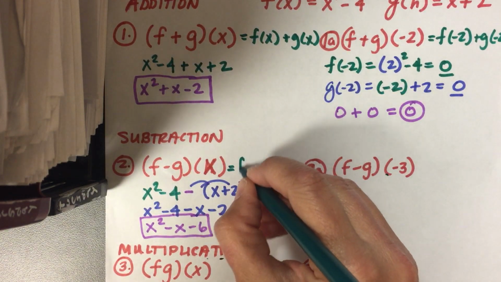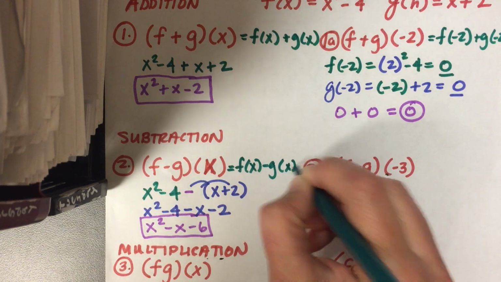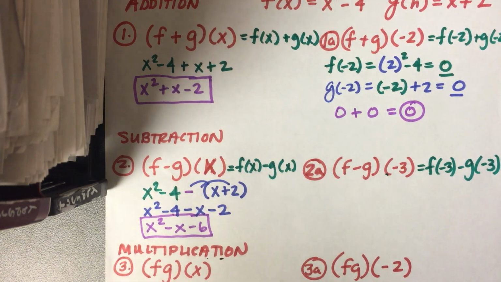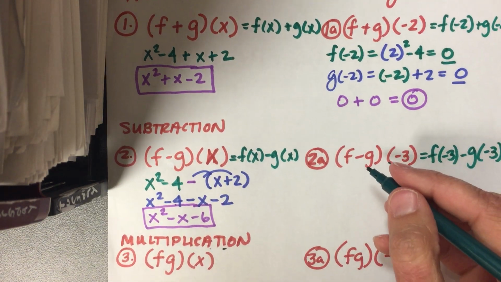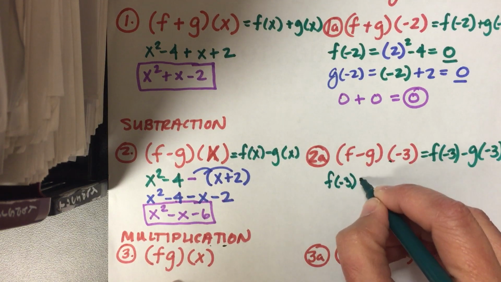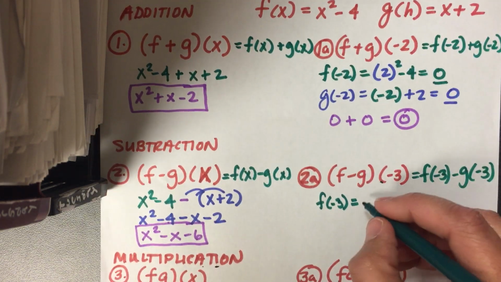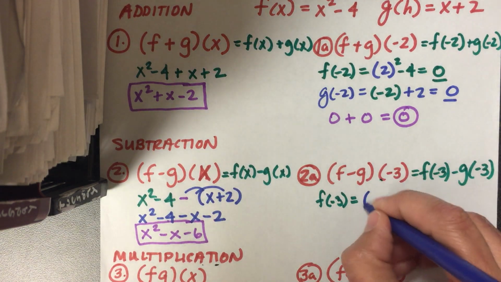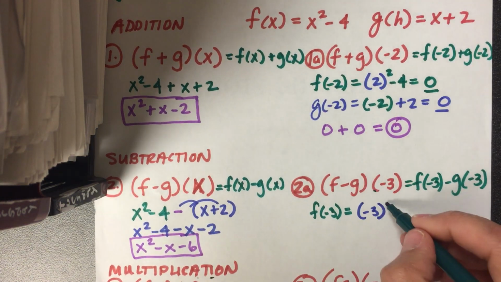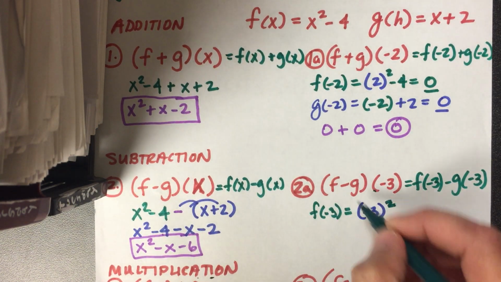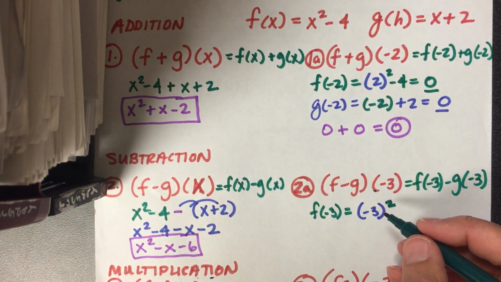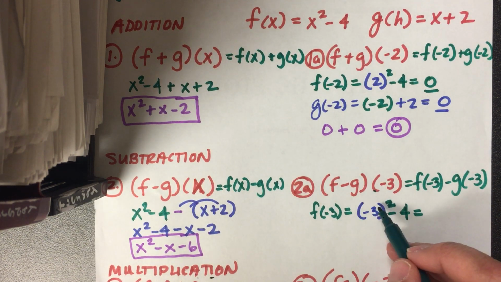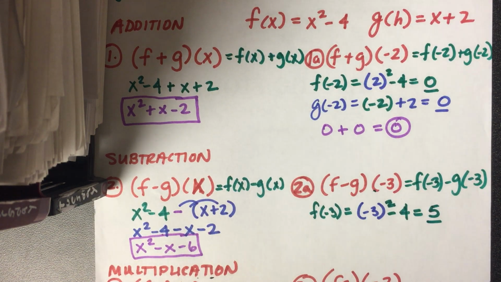And again, just so you know, this means f of x minus g of x. And this one equals f of negative 3 minus g of negative 3. So let's solve each one of them individually. So let's do f of negative 3 first. So f of x is x squared minus 4. So I'm going to plug in my value, negative 3, x squared, input, minus 4. And negative 3 squared gives me positive 9. 9 minus 4 is 5. So f of negative 3 is 5.